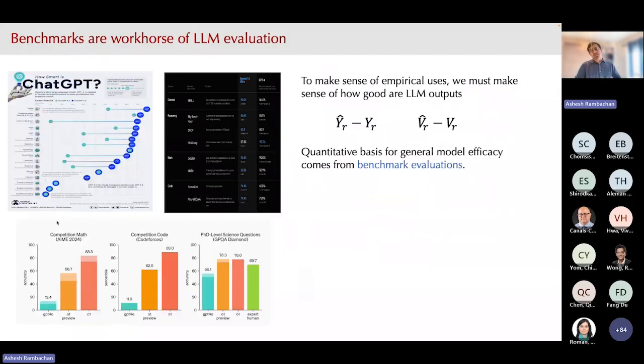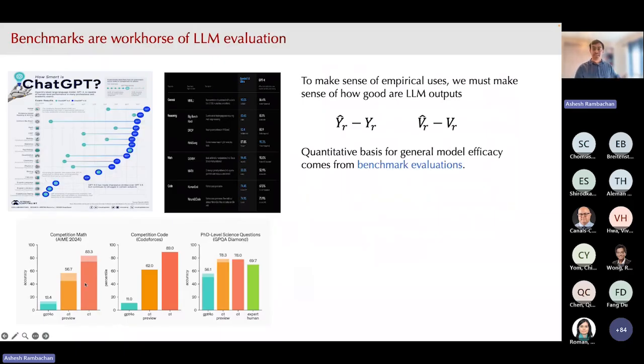So in other words, to answer our questions about prediction and estimation problems, you guys are already getting ahead of me and intuiting that we're going to have to evaluate the quality of large language model outputs. Well, today, much of the quantitative basis for general model performance in computer science comes from exactly these sorts of benchmark evaluations. And now in 2025, there are many more of these.